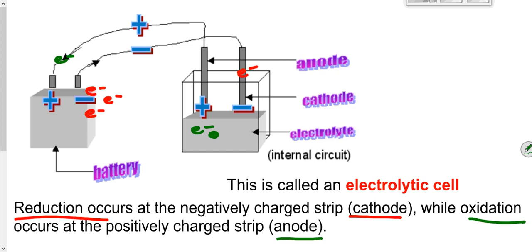I want you to remember that. Reduction is at your cathode, and oxidation is at your anode. Now, the way I remember this in my mind, one of my crazy little mnemonic devices, is that reduction and cathode both start with consonants. Oxidation and anode both start with vowels. You can use any kind of way to remember this, but it is important that you remember that that's what's going to happen.